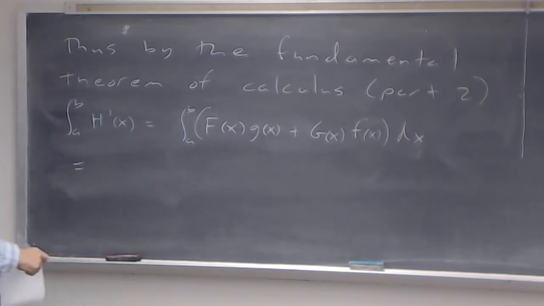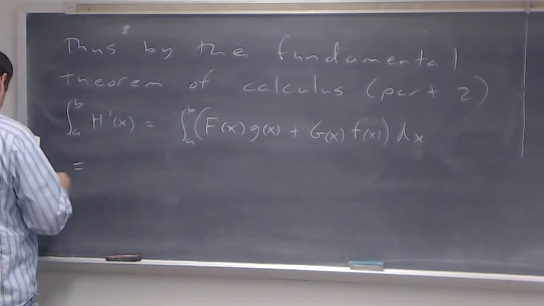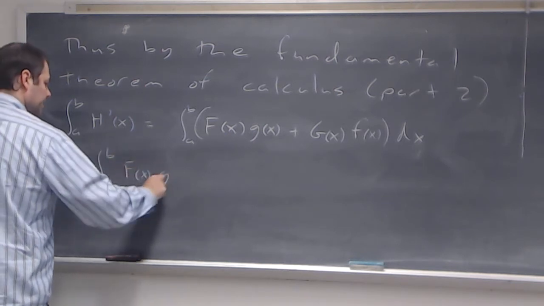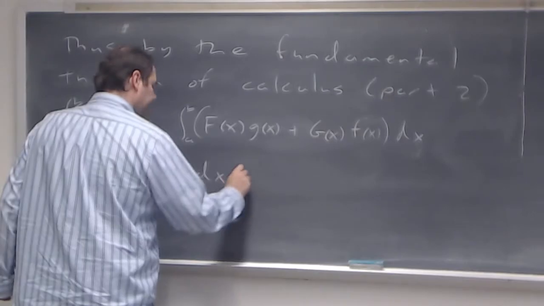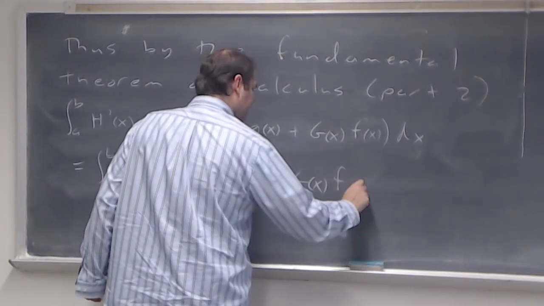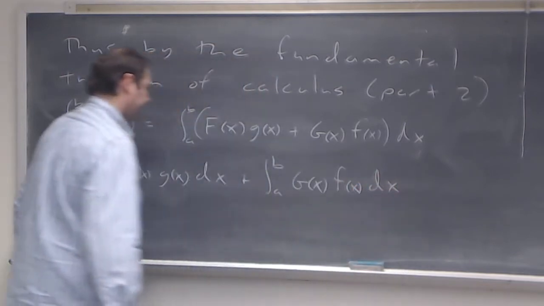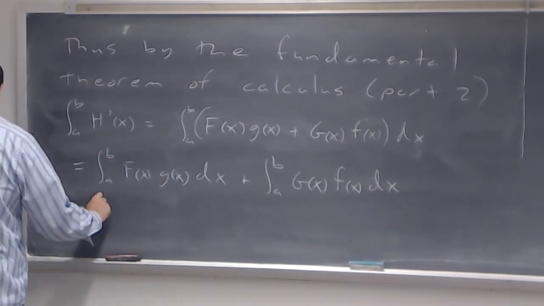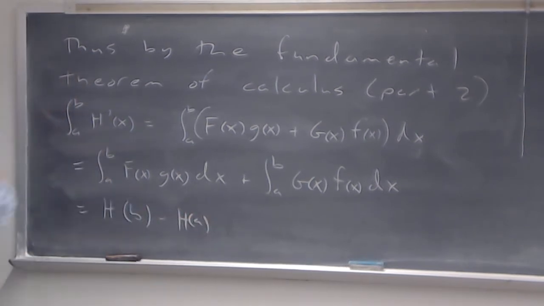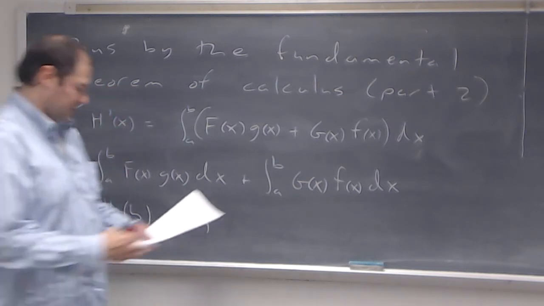which we can split up into two integrals. So it's the integral from a to b of F of x times g of x dx plus the integral from a to b of G of x times f of x dx. And that indeed equals H of b minus H of a, because of the fundamental theorem of calculus. So we're using some other theorems we have about integration besides the fundamental theorem of calculus in this statement.